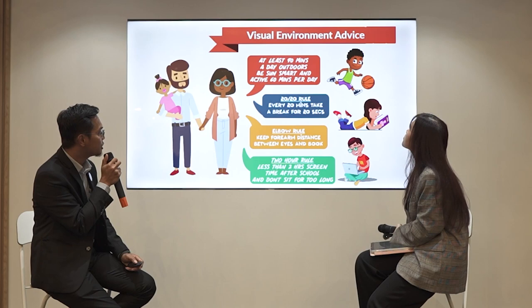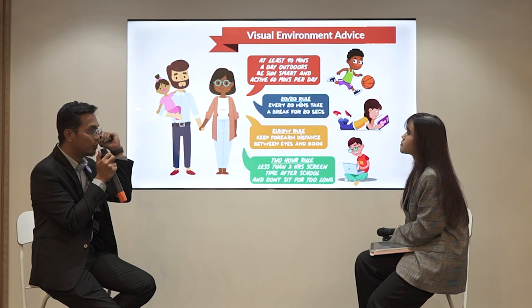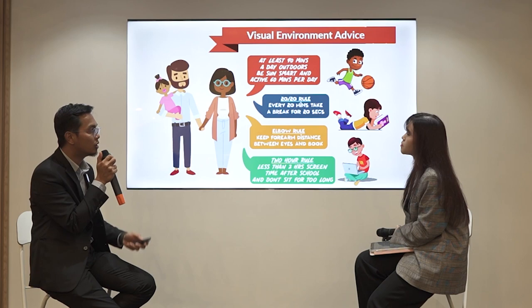The next one is the elbow rule. Make sure when you read, the distance is at your elbow distance. So not too near, because when it's too near, it will cause stress to the eye.